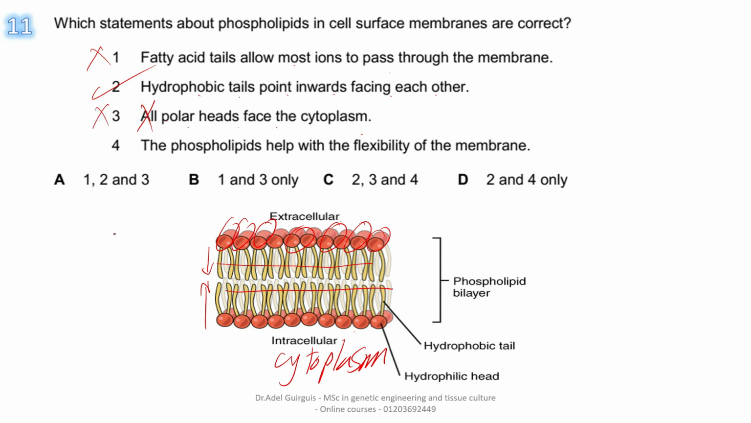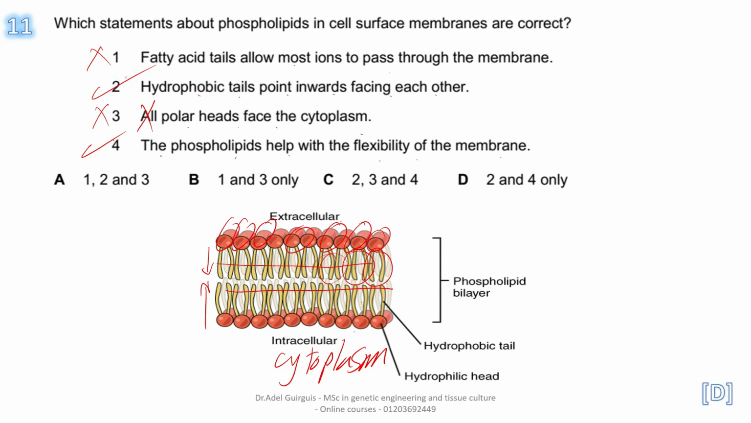Not all face it. Okay, the phospholipids help with the flexibility of the membrane. Sure, they are flexible due to what? Bending of fatty acids, hydrophobic interaction between them, also presence of cholesterol within molecules of phospholipid. The membrane is also called fluid mosaic model. Fluid, it must be flexible, and change its shape or orientation of phospholipid bilayer. So the answer is 2 and 4 together, which means letter D.